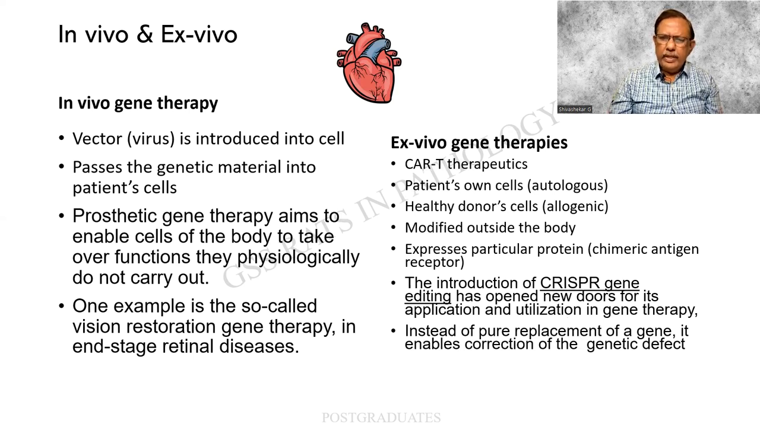Instead of a pure replacement, it enables the correction of a genetic defect that is already existing. So there are two types of it, in vivo and ex vivo. In ex vivo, you find all the process happens outside and then it is again being introduced into the body of the host or the cell of the host.